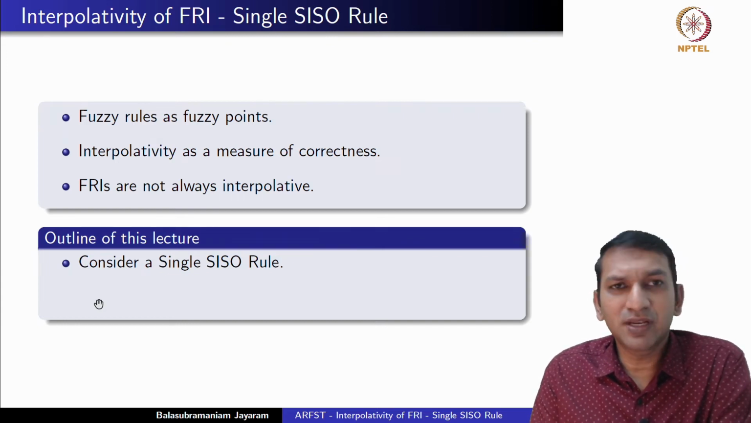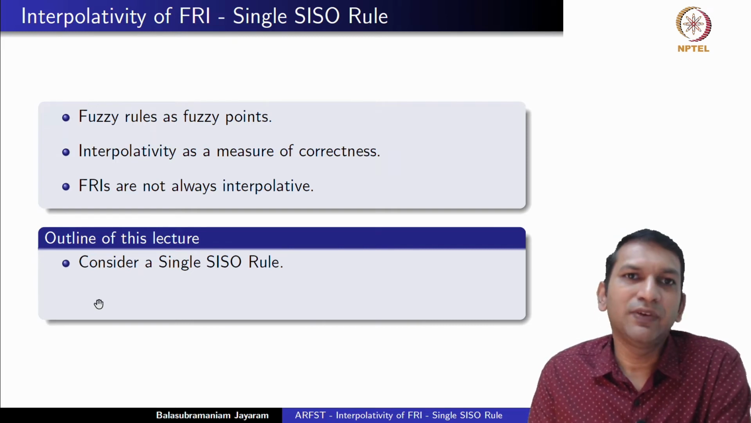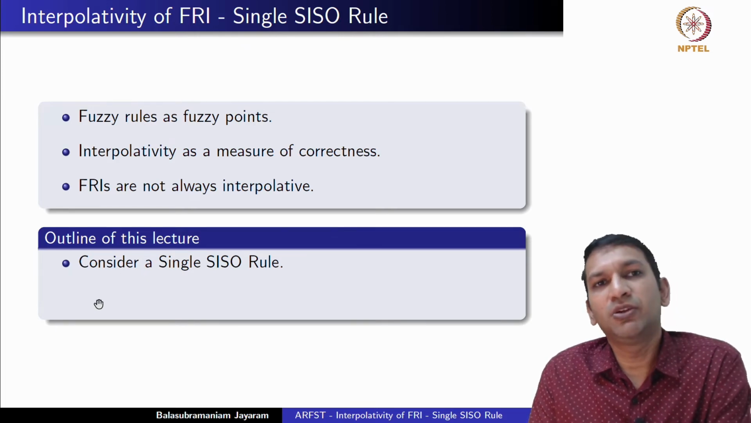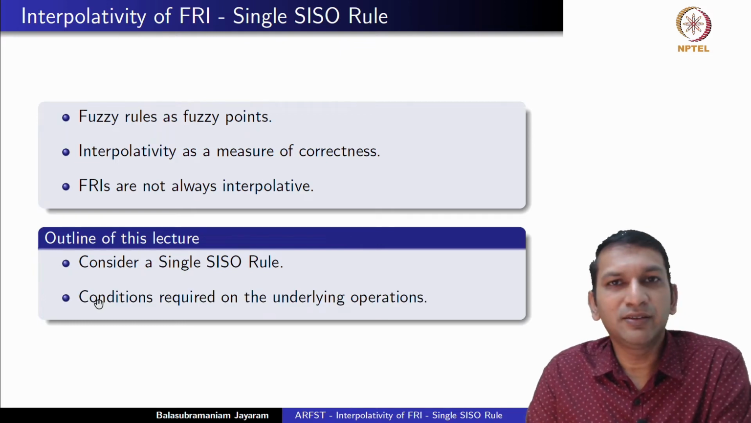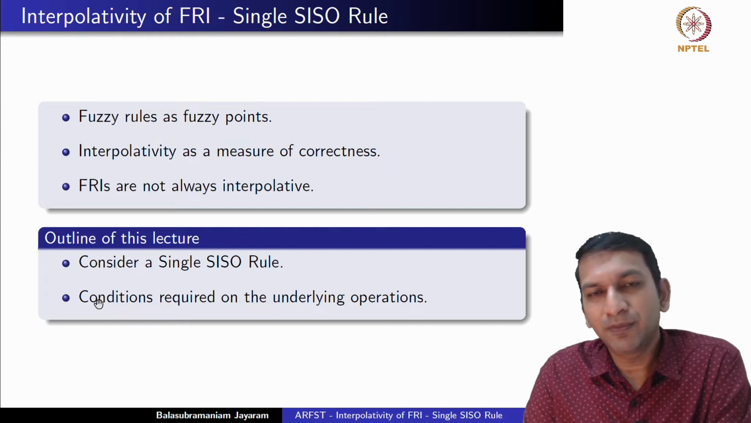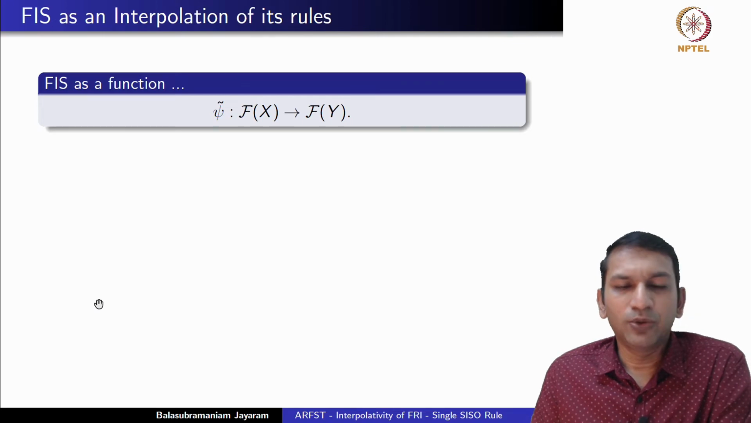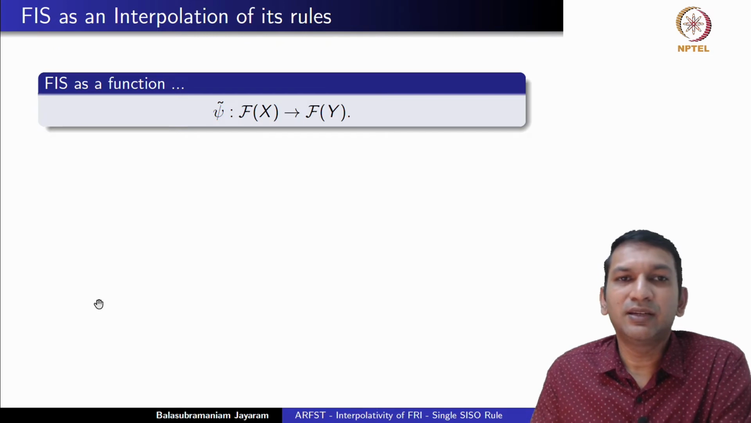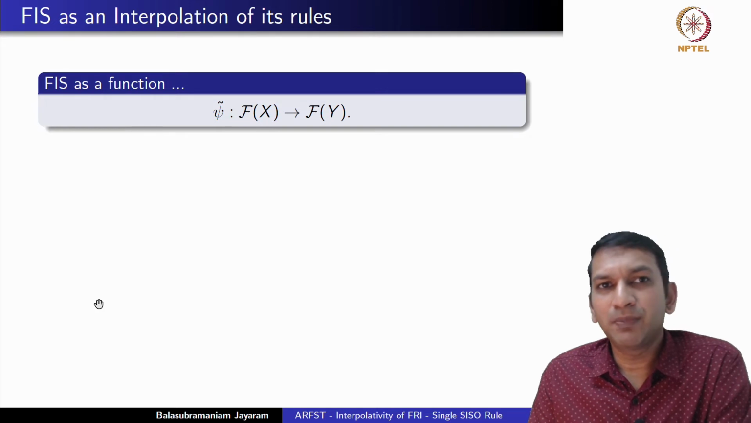In this quest, we will start with the simplest of them all, a single SISO rule. That is, we consider that the fuzzy rule base has only one rule and it's a single input, single output rule. We will see the conditions required on the underlying fuzzy logic connectives to ensure that this inference is interpolative. Note that we are looking at a fuzzy inference system as an interpolation of its rules, because we know that a fuzzy inference system approximates any given function by overlapping patches of its rules.